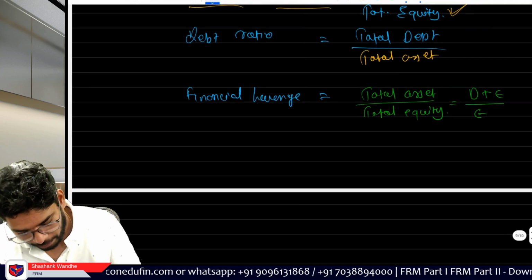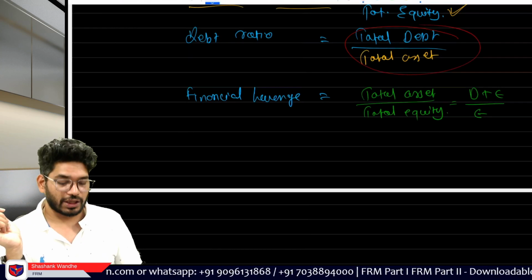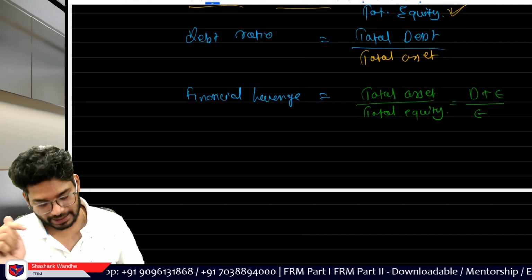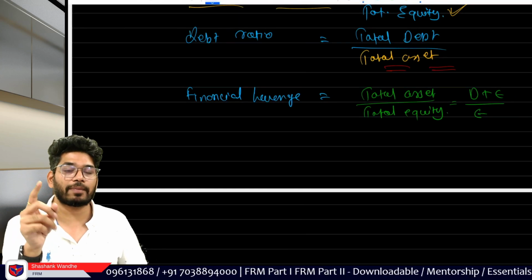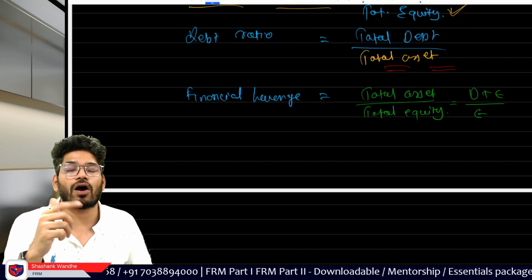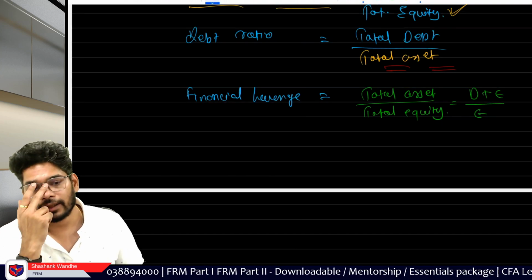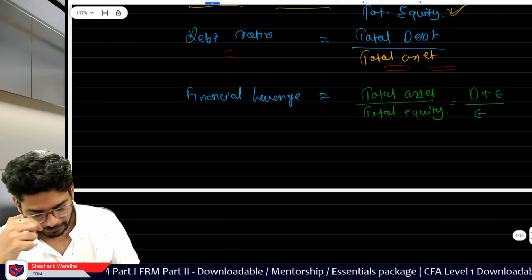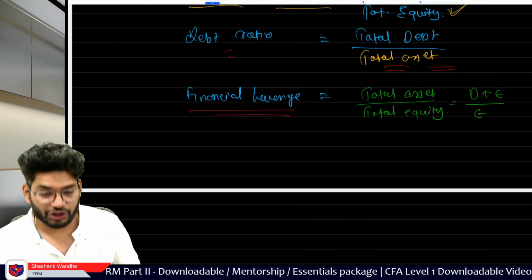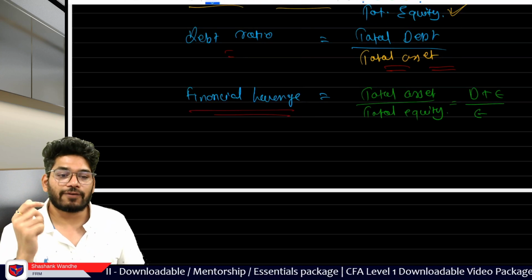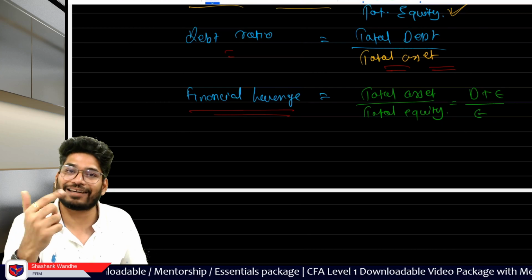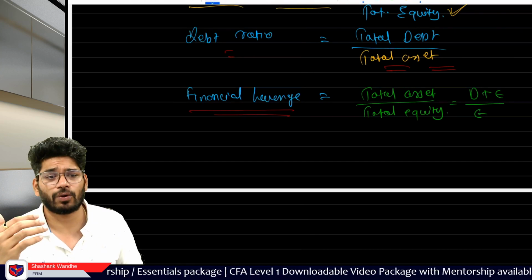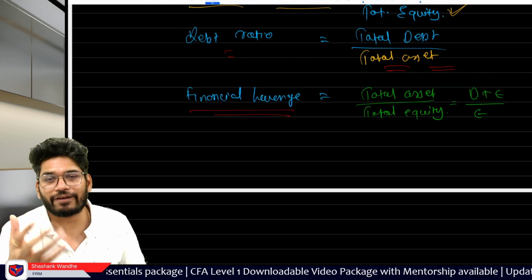Now the debt ratio, a very important and slightly confusing formula. This formula is total debt, which includes short-term and long-term debt, divided by total assets. Remember, in the debt ratio, the denominator is the total asset and not the total equity. So total debt divided by total assets. This is the formula for the debt ratio, right? And then we have the financial leverage ratio. The financial leverage ratio is total asset divided by total equity. This ratio tells us how much leverage there is with the company.